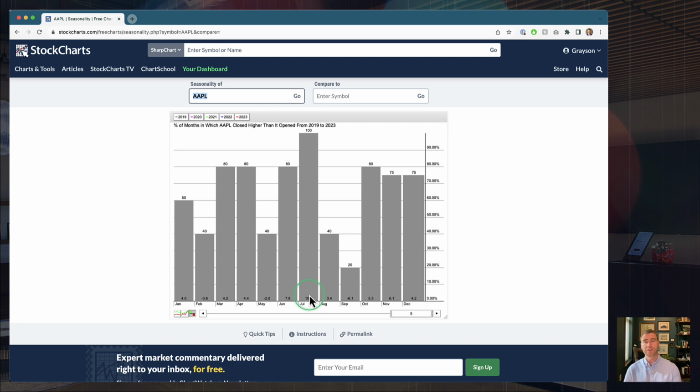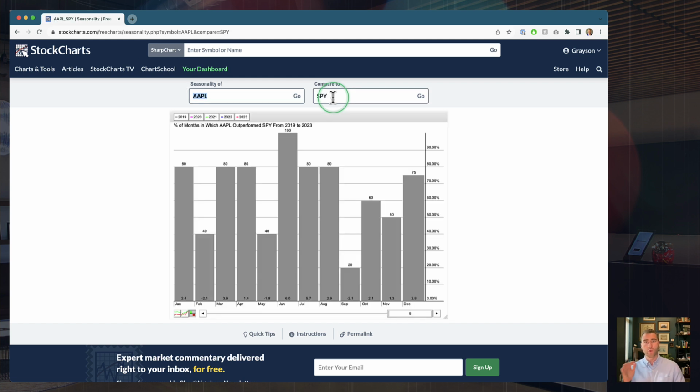Now, one of the other really interesting things that we can do with seasonality, you might have noticed this other box right up at the top of the screen. This can be used not just on an absolute basis for one security at a time. We can also use seasonality for relative strength, or comparing between two different securities. So for instance, if we want to see how Apple performs relative to the total market, relative to the S&P 500, we can type in another symbol right up at the top in that comparison box. And now what we're looking at is the percentage of months in which Apple has outperformed that comparison symbol, that benchmark, for that period of time.